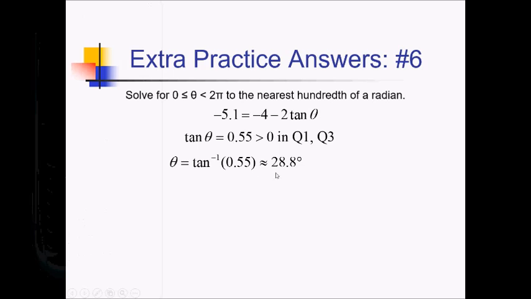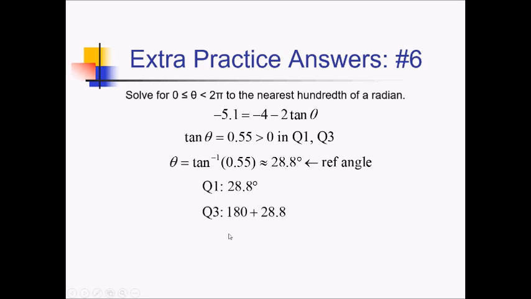So now I need to get a reference angle and use that to figure out my quadrant 1 and 3 answers. 28.8 actually is a reference angle because it's between 0 and 90. It tells you the distance from the x-axis. So using that to get my answers, quadrant 1 is going to be 28.8 degrees. That is, again, between 0 and 90. And then for quadrant 3, we need to do 28.8 into the third quadrant. So we're going to start at the 180 line and add 28.8 to that. So that's going to give us 208.8 degrees.